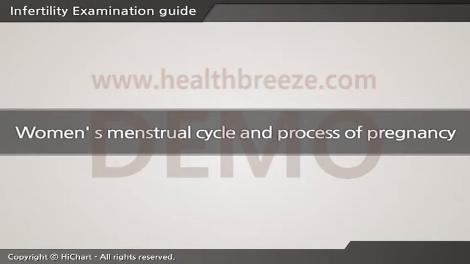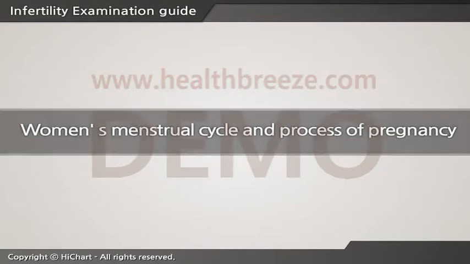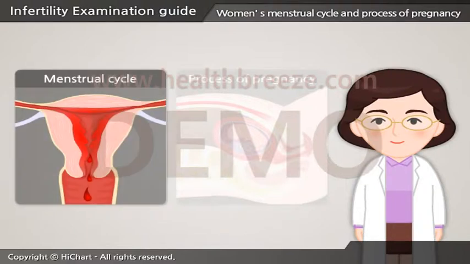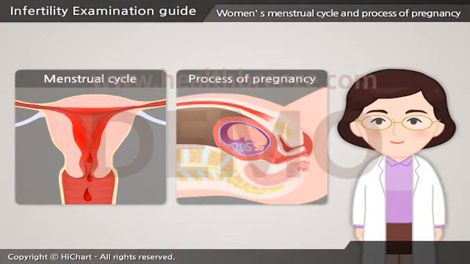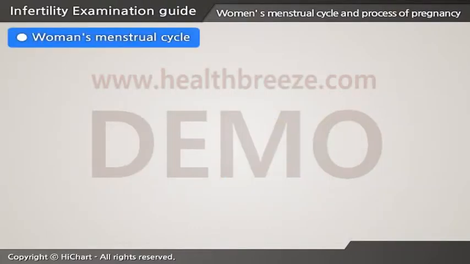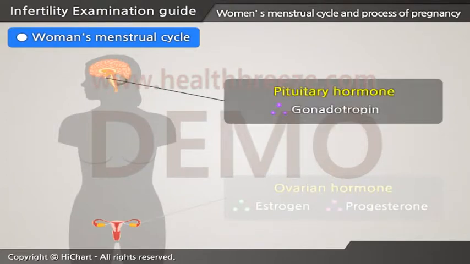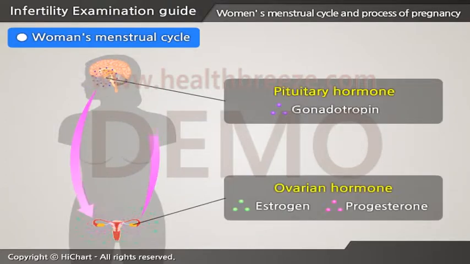Women's menstrual cycle and process of pregnancy. To understand infertility, first you need to know about women's menstrual cycle and the process of pregnancy. Women's menstrual cycle normally repeats itself about every 28 days by hormones secreted from the pituitary gland and ovary.